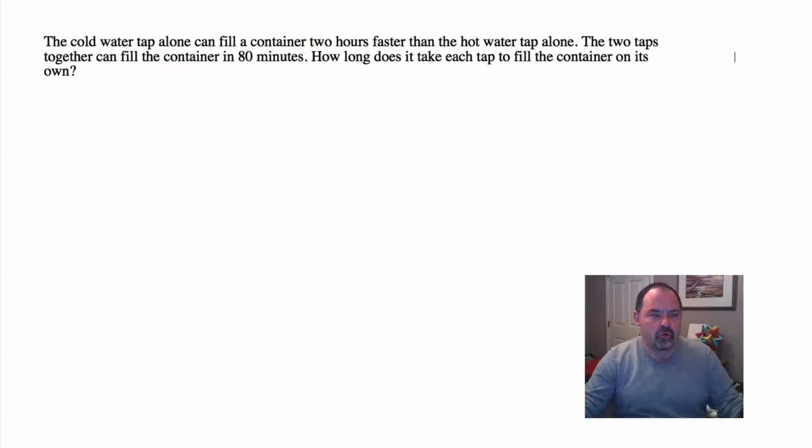Let's look at one more problem involving rate of work. Two things working together. In this situation, we have a cold water tap, which if you turn it on by itself, can fill a container 2 hours faster than if you just turned the hot water tap on alone. The two taps together, if you turn them both on fully, can fill the container in 80 minutes. How long does it take each tap to fill the container on its own?